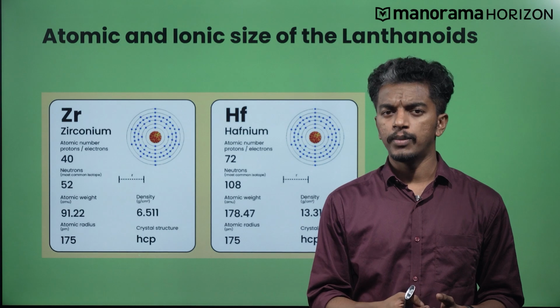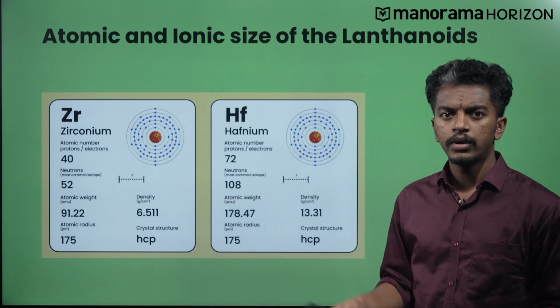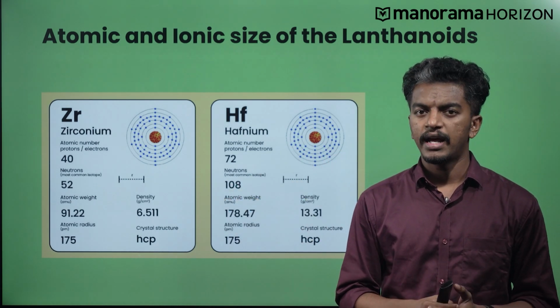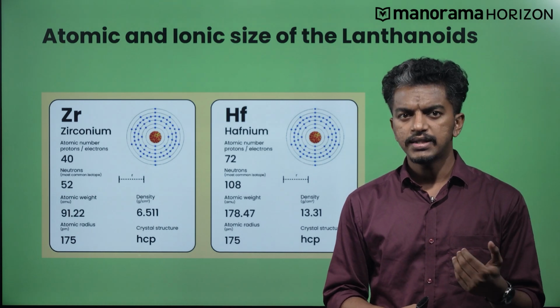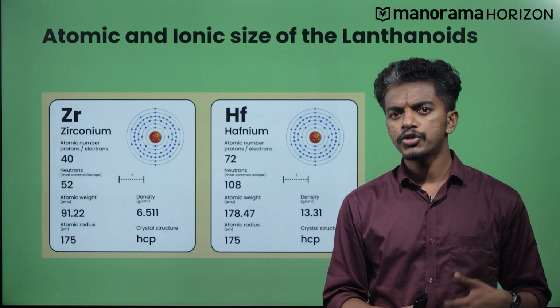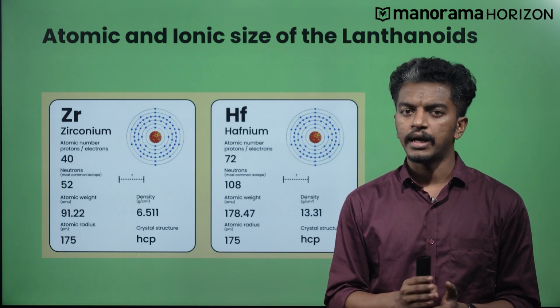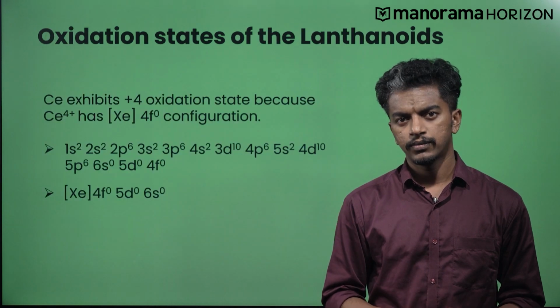Now, if you see two elements, zirconium and hafnium, zirconium belongs to the 4d series and hafnium belongs to the 5d series. They have similar chemical properties. Thus, they are difficult to separate. This is due to the fact that they have similar atomic radii due to lanthanide contraction.